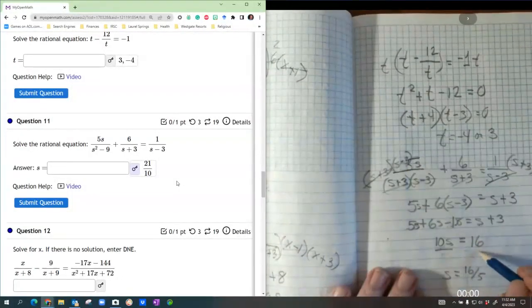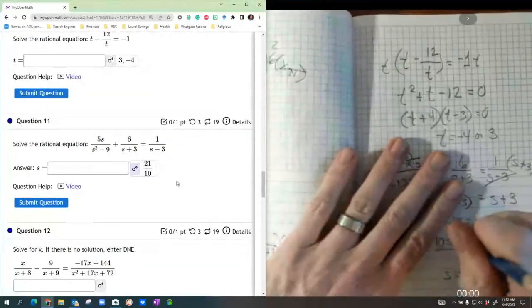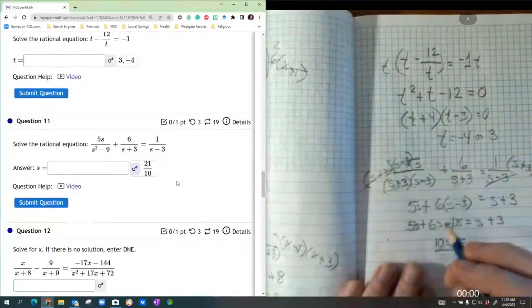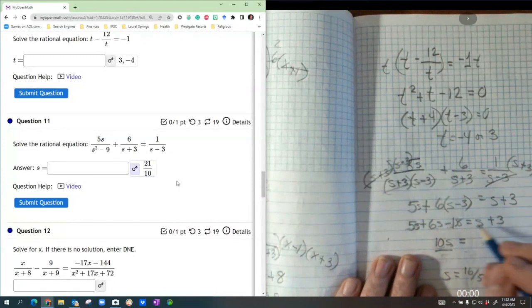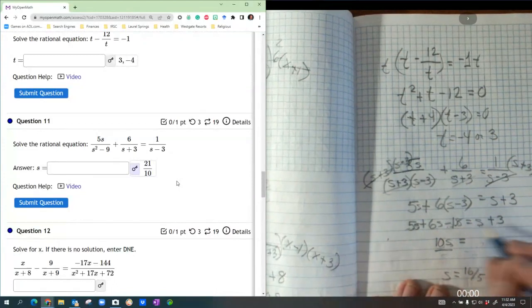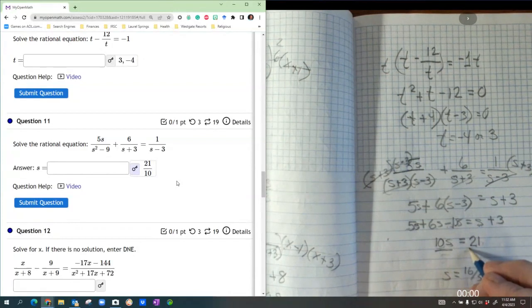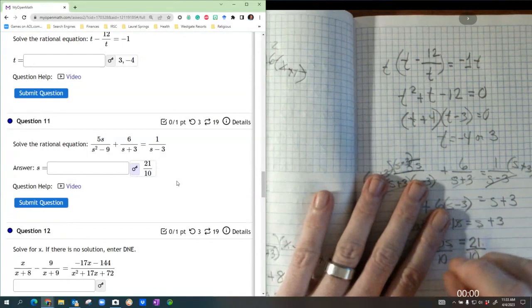All right, that's a big deal. And then this is going to change a little bit. Let me do this again. So this is going to be negative 18. Bring that over to there. It's going to become positive 21. And then I'm going to divide both sides by 10. And then that's going to give me my right answer.